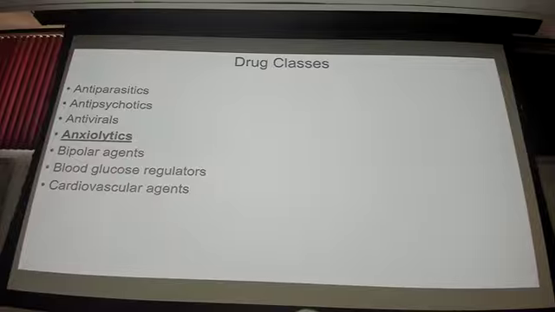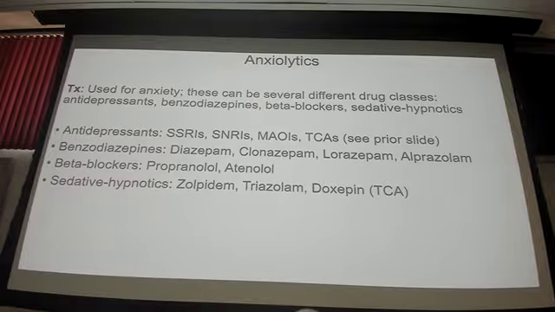Then another drug class, anxiolytics. These drugs treat anxiety, and they include the antidepressant drugs that we talked about, benzodiazepines, sedative hypnotics, and beta blockers. Beta blockers lower your blood pressure. And here are examples of each of these different classes of drugs. Questions?